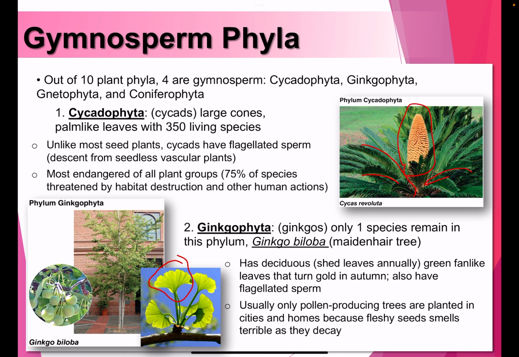So these ginkgos also have flagellated sperm, just like your Cycadophyta, and usually only pollen-producing trees are planted in the cities and homes. You will see this outside a lot, but only the pollen-producing ones, which are the male ginkgo trees, are planted because the fleshy seeds from female ginkgo trees actually smell terrible. These seeds will just drop on the ground outside in the cities, and as they rot and decay in the weather, they will smell really bad. So that's why usually only male ginkgo trees are planted by human means.